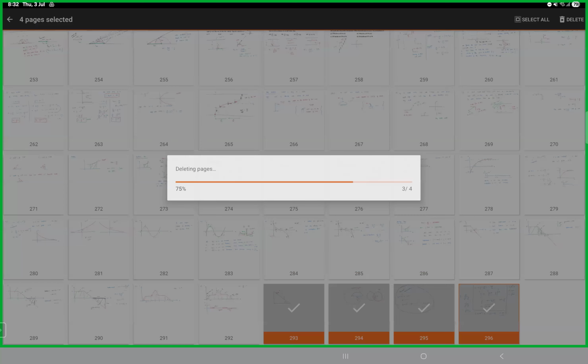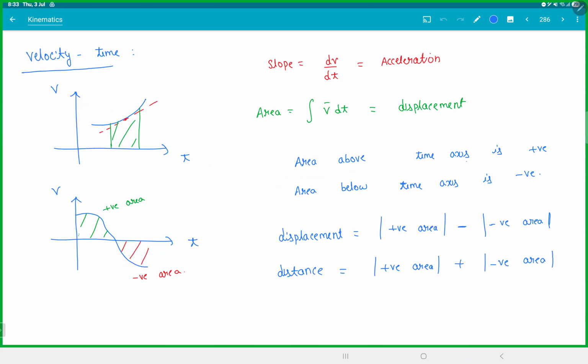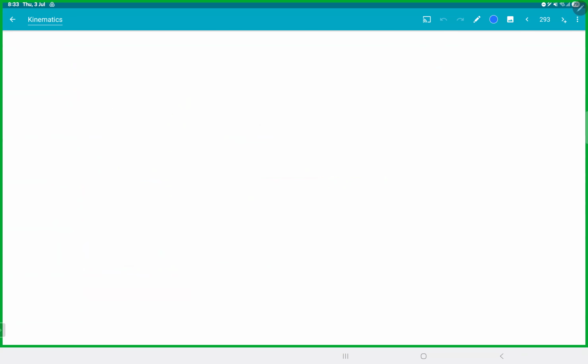Let's start off, everyone. In the last class, we started doing graphs. So we did VT graph. Great. Let's go ahead. Next thing is your acceleration time graph.